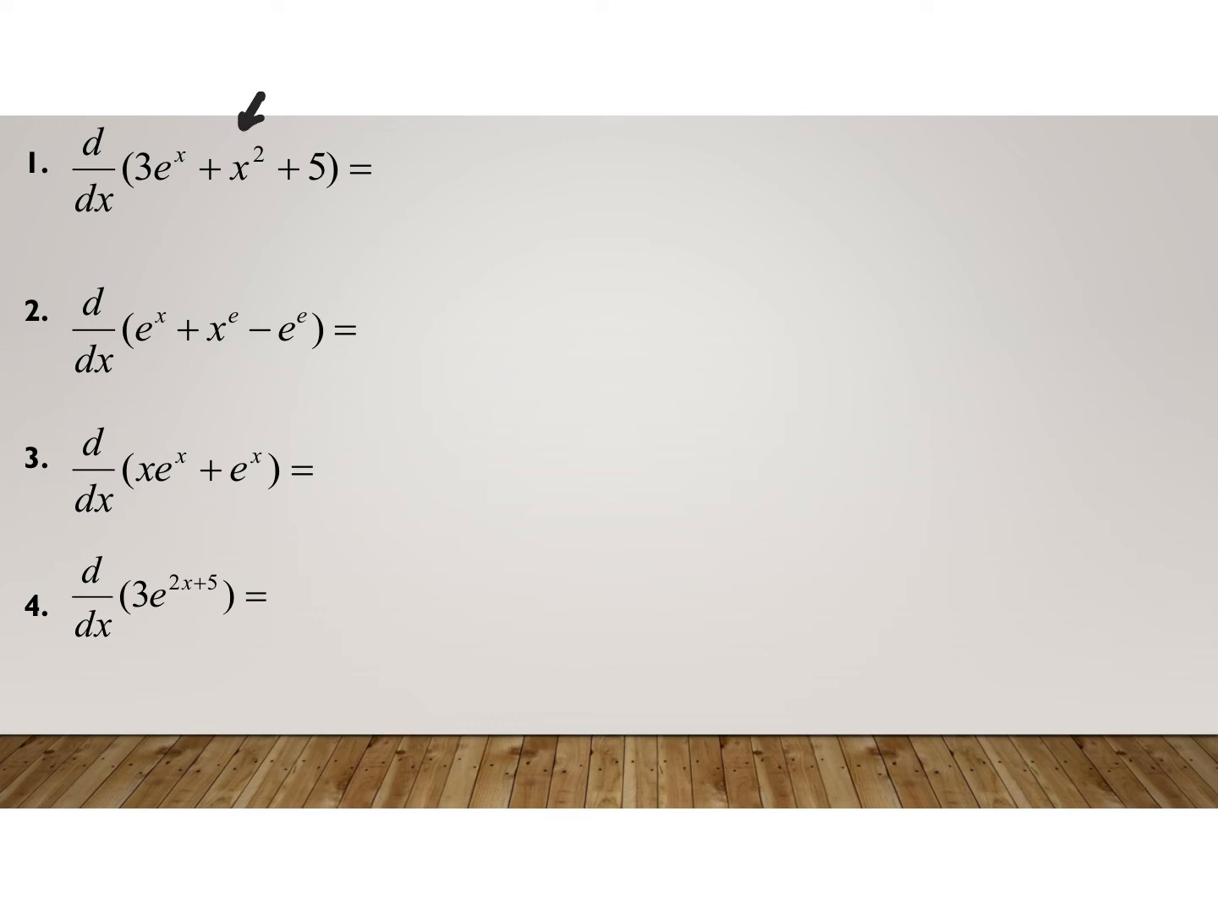This guy, power rule. This guy's a constant, his derivative is 0. This is going to use our new rule. 3 comes along for the ride. Derivative of e to the x is just e to the x. Derivative of x squared plus 2x. Derivative of 5 is 0, so we just leave it.